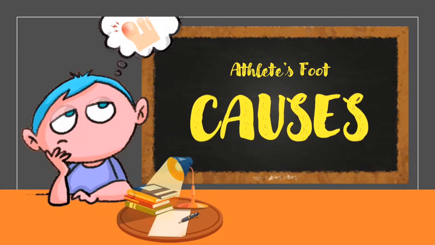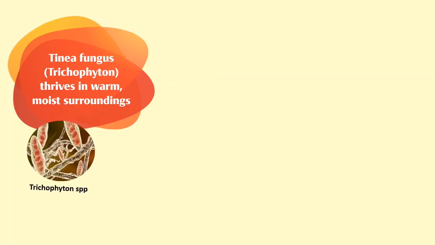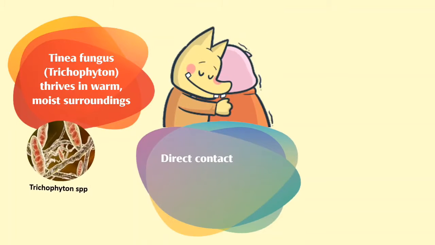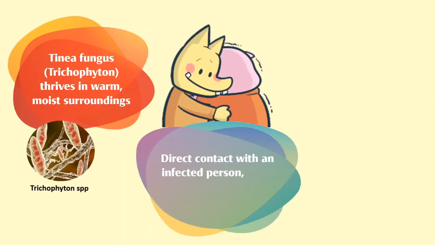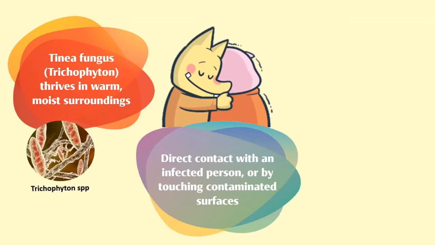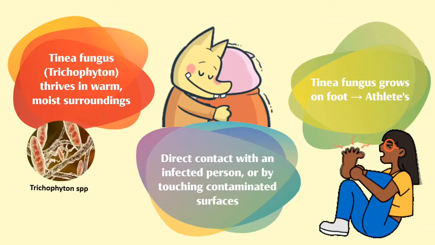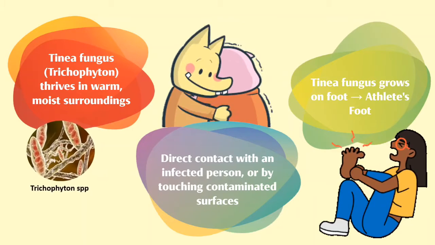Causes. Athlete's foot is caused by tinea fungus, which is trichophyton, that thrives in warm and moist surroundings. A person may get the infection via direct contact with an infected person or by touching contaminated surfaces. As the tinea fungus grows on the foot, the person will get the infection known as athlete's foot.